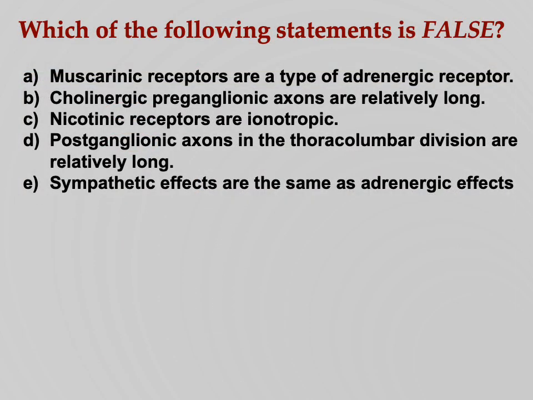So, which of the following statements is false? Muscarinic receptors are a type of adrenergic receptor. Cholinergic preganglionic axons are relatively long. Nicotinic receptors are ionotropic. Postganglionic axons in the thoracolumbar division are relatively long. Sympathetic effects are the same as adrenergic effects.